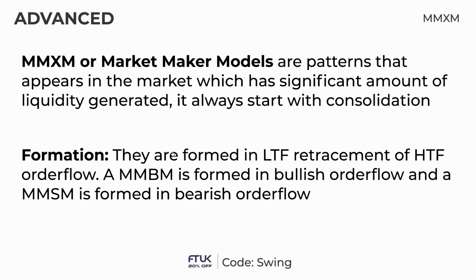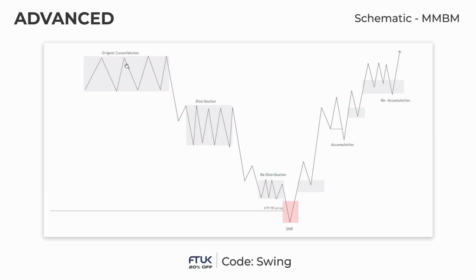I think this might be confusing like that, but let me just go to the schematics. So here's the schematic, and this is how it looks. We have an original consolidation, and then a distribution, a redistribution, and then reversal, and then it starts going back up, accumulation and reaccumulation. Now, whenever I teach market maker models, I know a lot of people get confused over these different terminologies, but you don't really have to remember them.